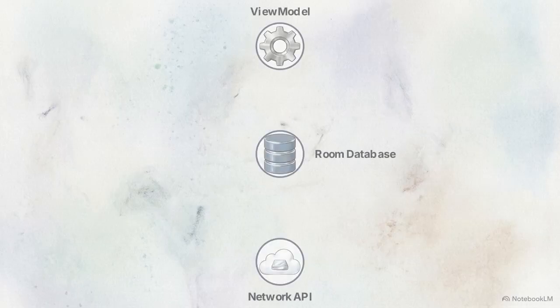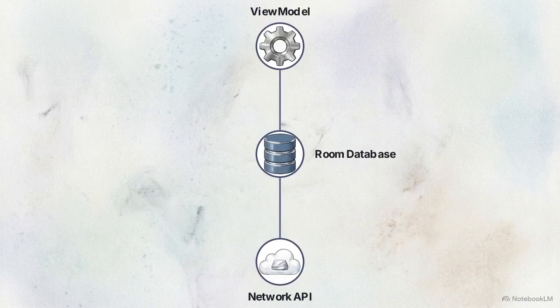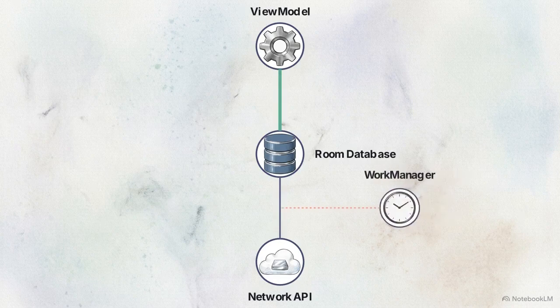This diagram illustrates the single source of truth pattern. Retrofit fetches network data, saving it exclusively to Room. Room then emits the flow upward to the ViewModel. Behind the scenes, Work Manager silently refreshes this data daily, highly optimizing user battery life and minimizing bandwidth.